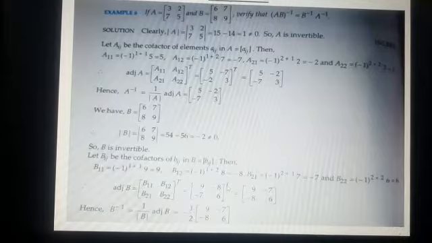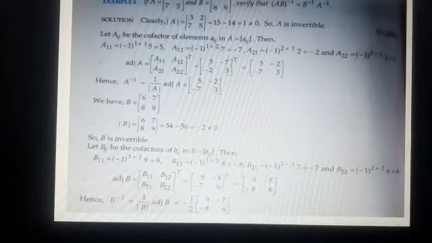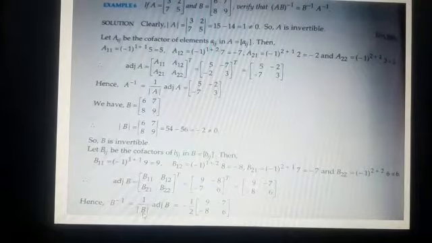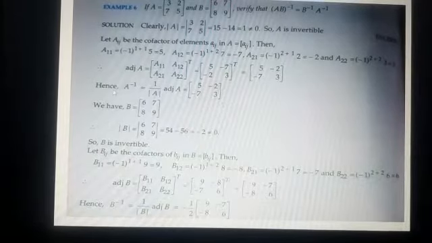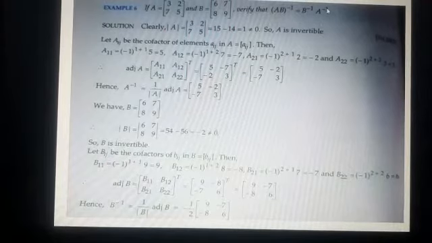We have to find the transpose to get the adjoint of B. This is the adjoint of B after doing the transpose. And B inverse is adjoint of B upon determinant of B, which is minus 2, and this is the adjoint. So having found A inverse and B inverse, for the right-hand side we can now find the product B inverse A inverse.